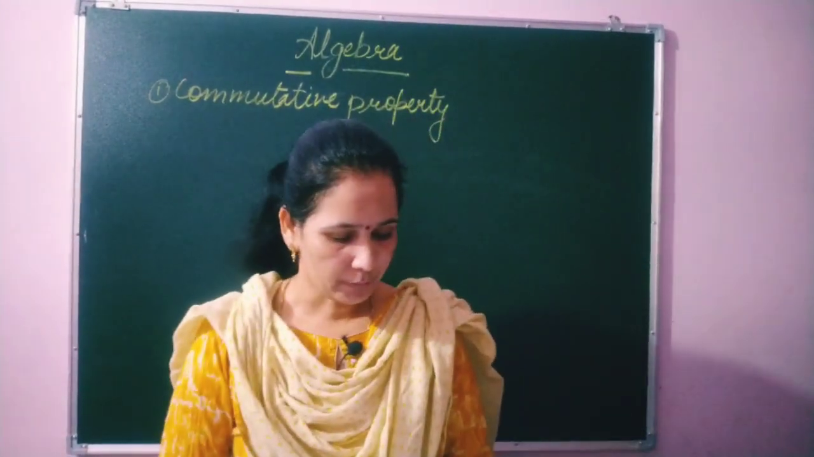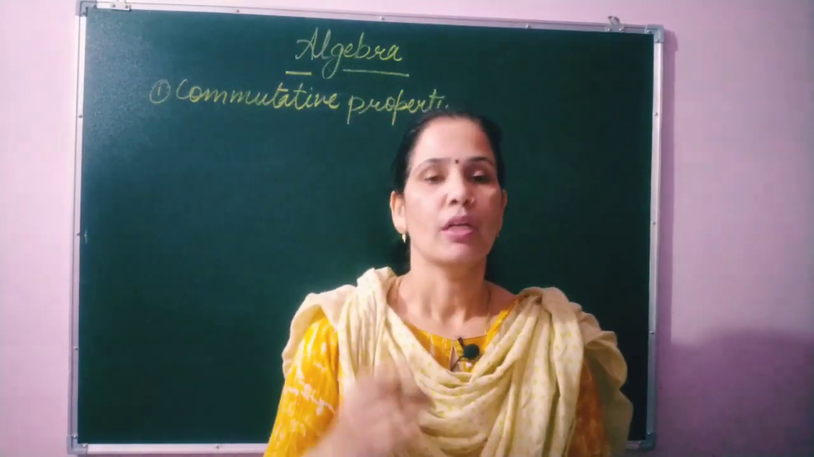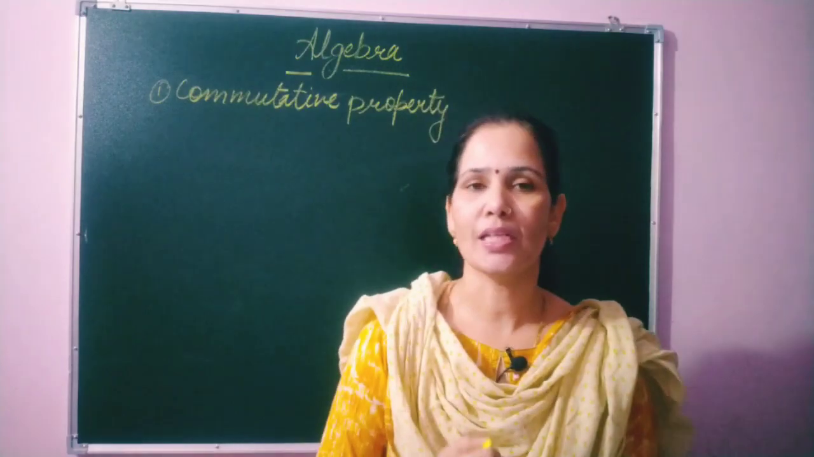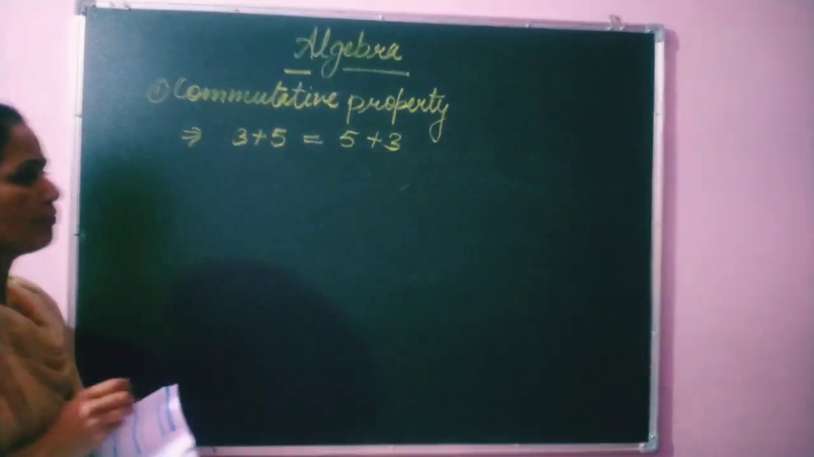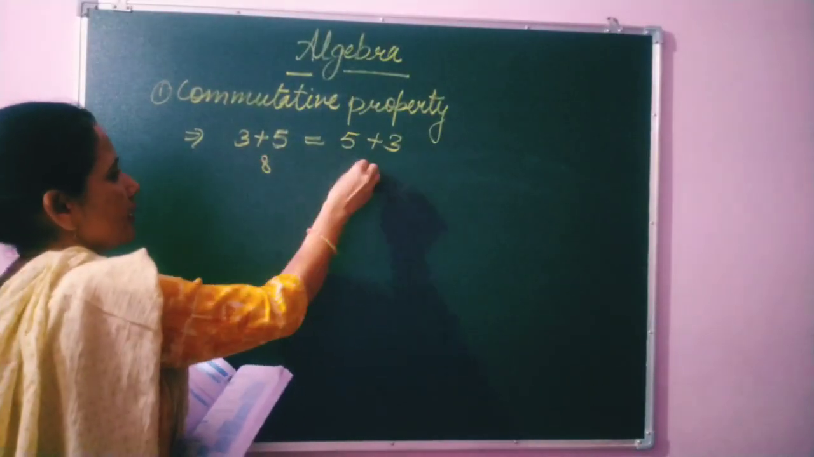Students, commutative property means, in a simple way, that when we change the order of the numbers, the answer will remain the same in the case of addition. How? Let's see. For example, 3 plus 5 equals 5 plus 3. This is the commutative property because we have changed the order. In both cases we get the result 8.